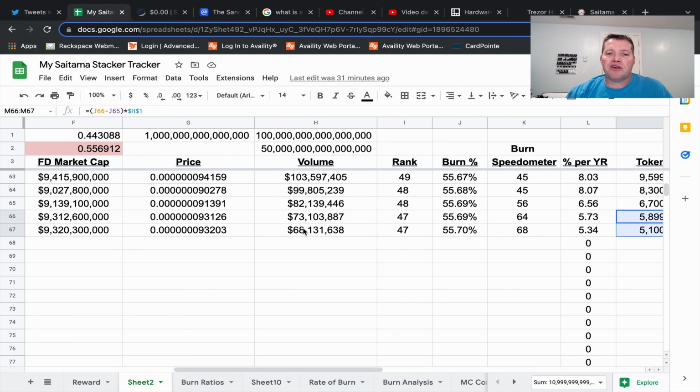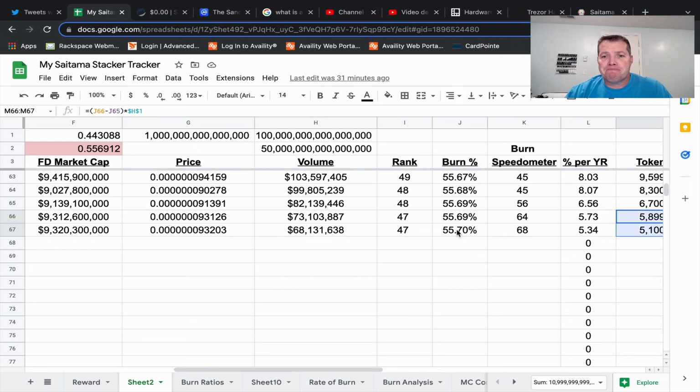All right, volume slightly down, but still pretty robust at nearly 70 million. Our rank stays at 47. Of course, that's unofficial because CoinMarketCap is not calling us official. They're essentially saying that that's based on our reporting and not on their verification. So hopefully we'll be verified soon.